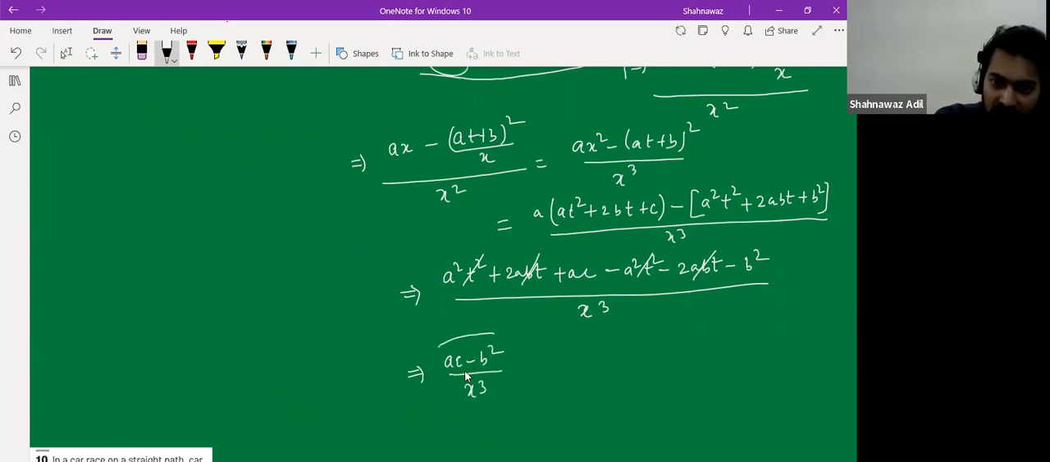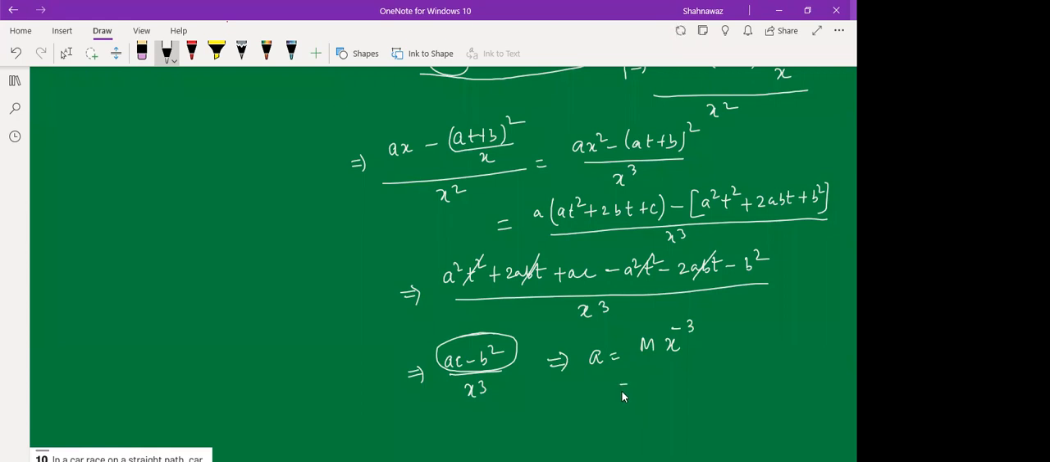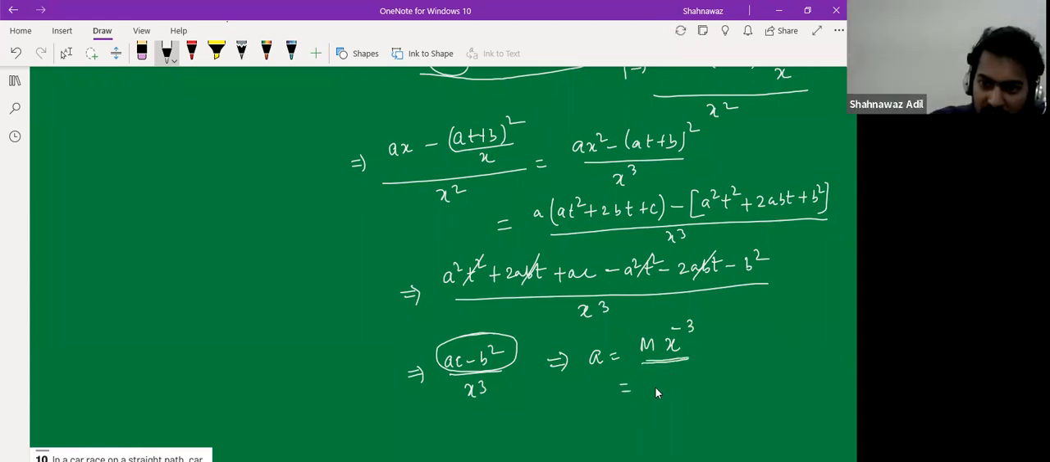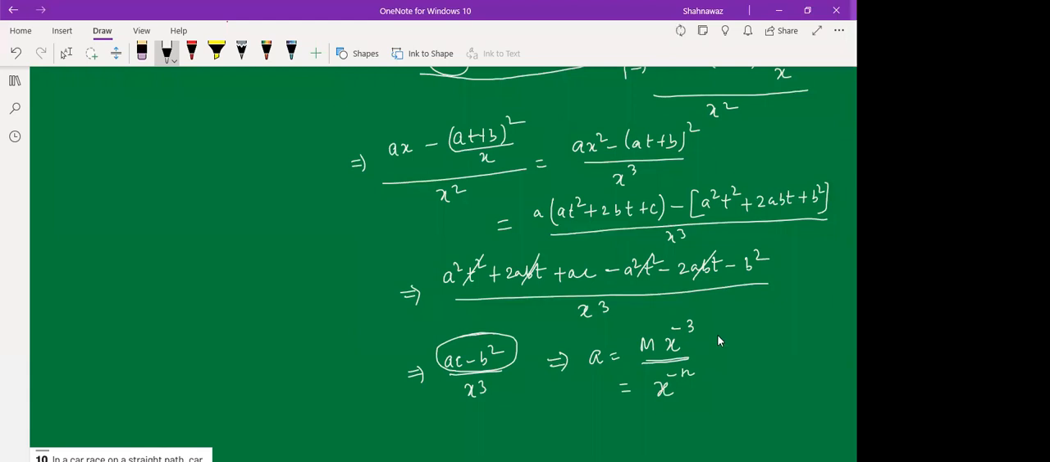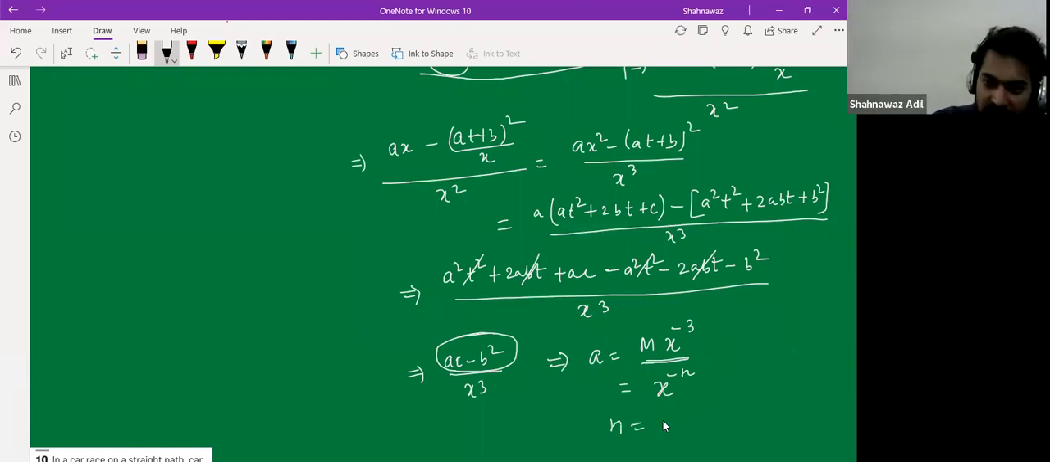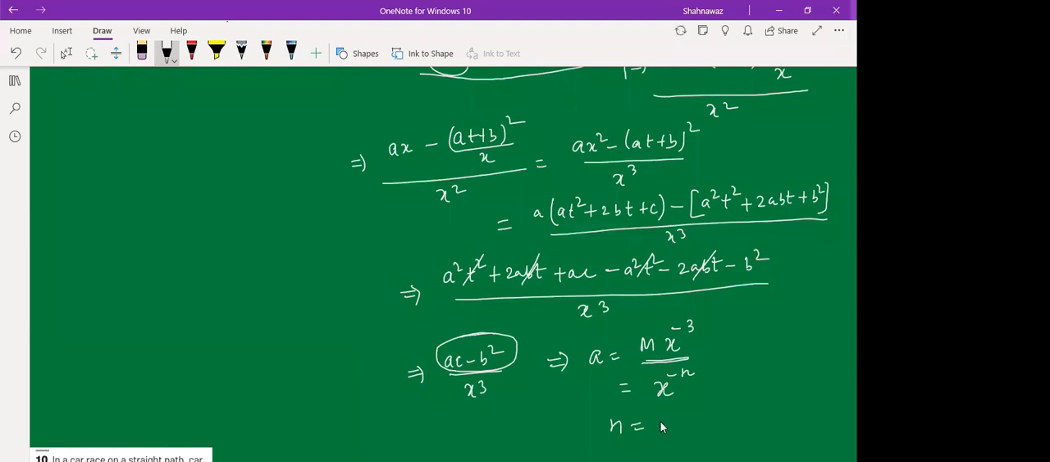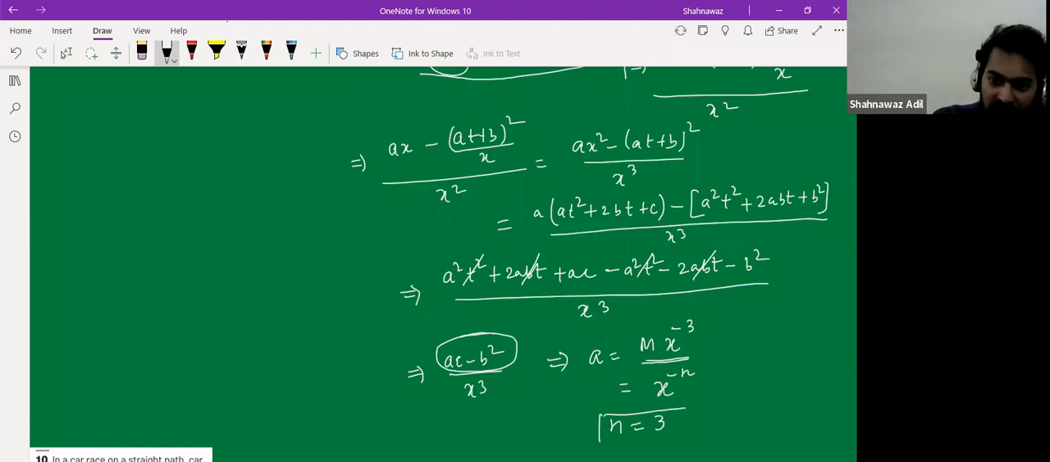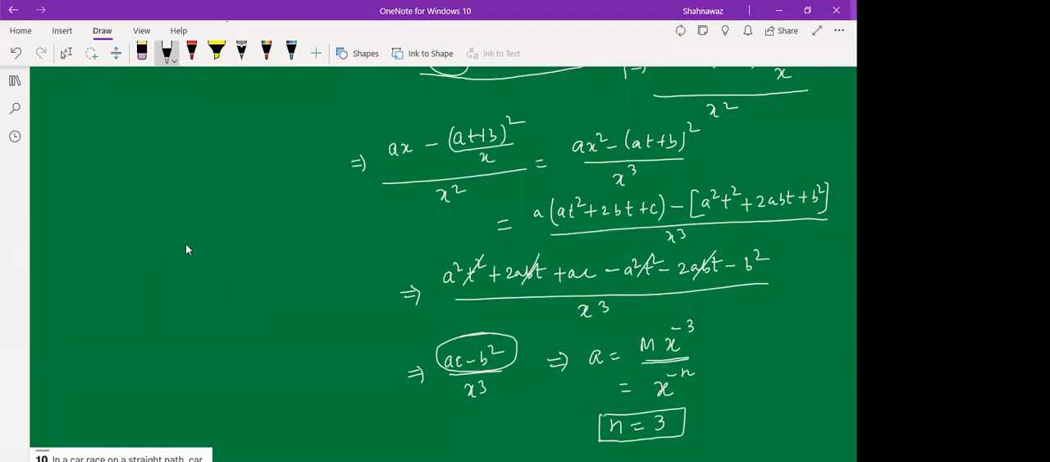So this is some number which doesn't depend on x or t. So our a is some number, let's say M, into x to the power minus 3, right? Yes, sir. And they are saying to compare this term with x to the power minus n. This was the question. So what will be the value of n? 3. Right. So this is the answer. Okay, understood? Understood, sir.